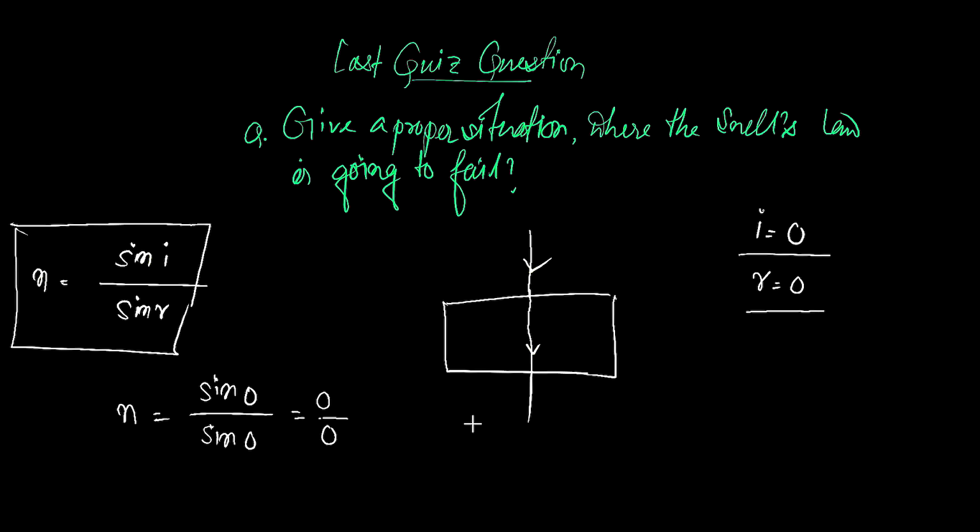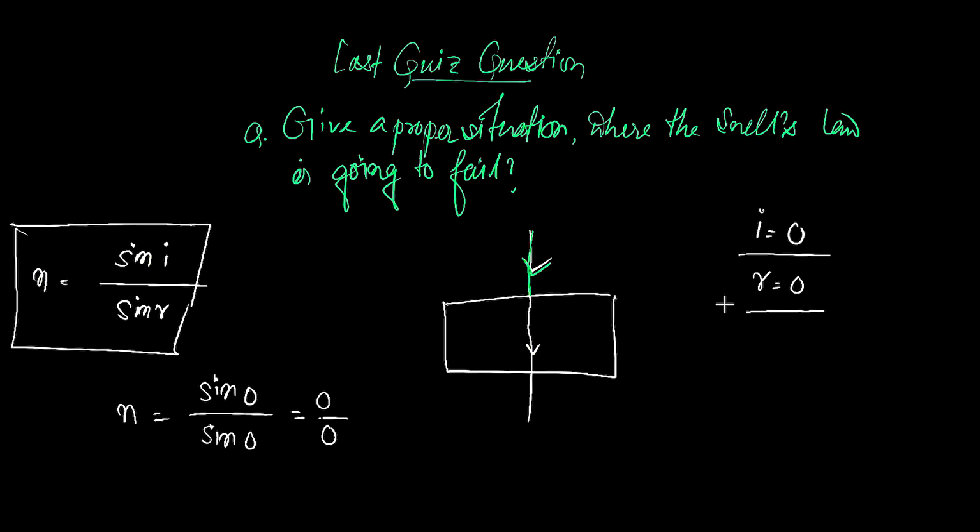That means this is the proper scenario where Snell's law is going to fail: when the incident ray is incident normally on the surface of a glass slab, and mathematically we have to say that the angle of incidence and angle of refraction are 0, Snell's law is going to fail. Or reversely, if Snell's law has to fail, there is only one condition, and that condition is that the angle of incidence and angle of refraction have to be 0. And when will it be 0?